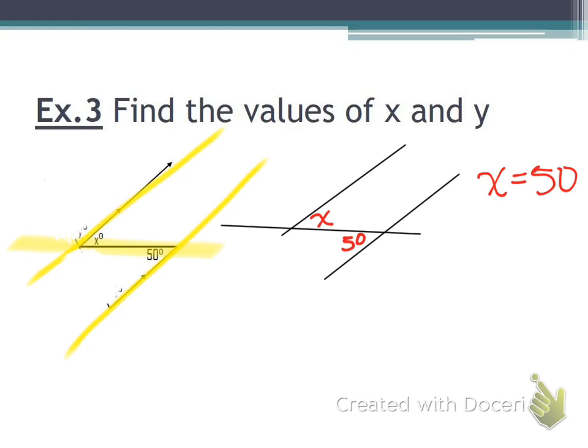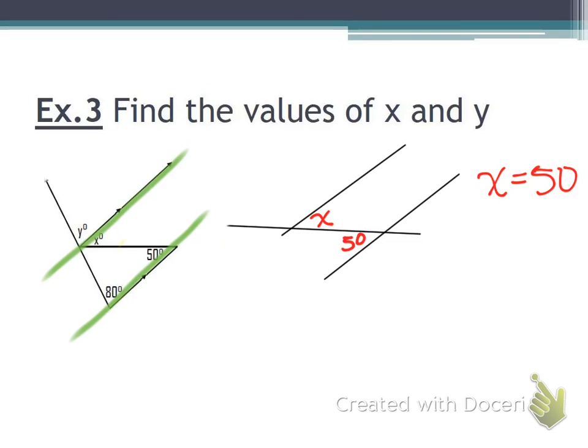Okay, I'm going to bring back the rest of the diagram, and we're going to do the same kind of thing, except this time we want to focus on the other transversal. So again, we're using those same parallel lines, but this time I'm going to highlight the other line that crosses them, which means I'm going to ignore this one from the middle. I'm hearing people say corresponding, and that is correct. We know corresponding angles are congruent, so y must equal 80.